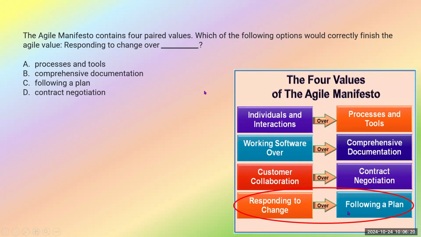For following the plan. This is one of the values. So as I told you, if you understand your values and principles clearly, almost 5 to 6 questions you can do correctly. Okay. So therefore, C is the correct answer.